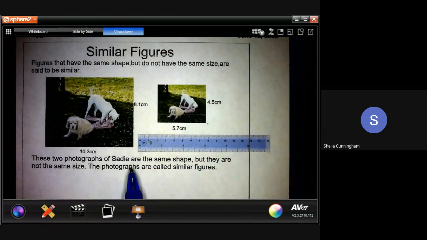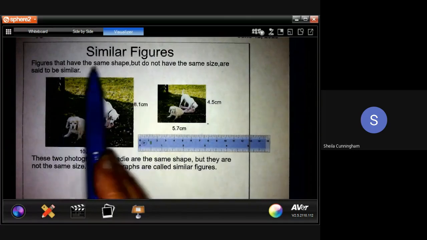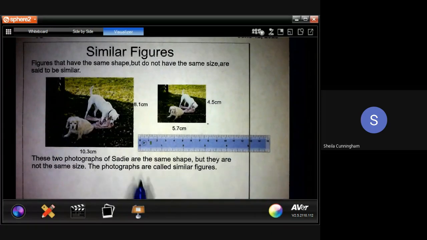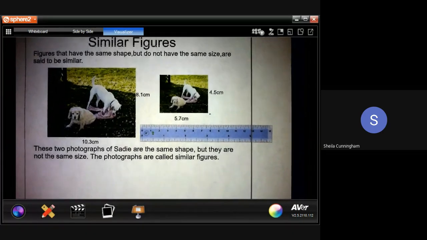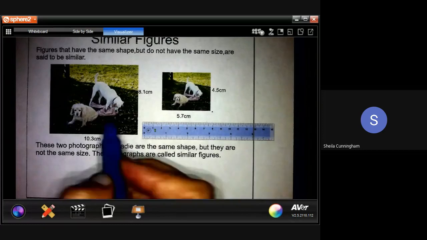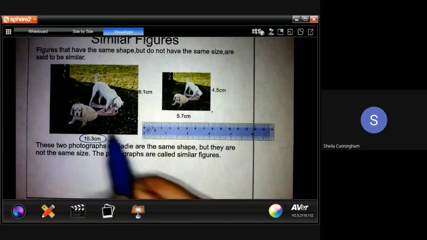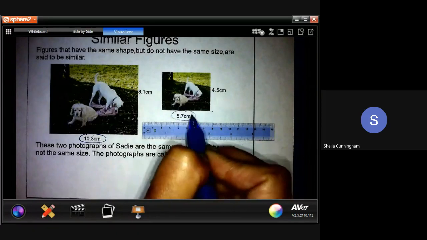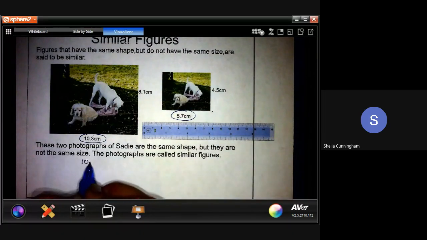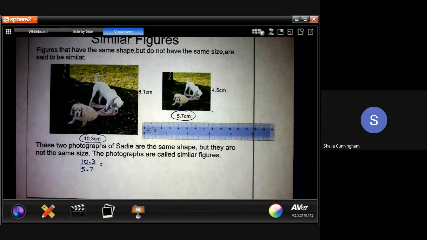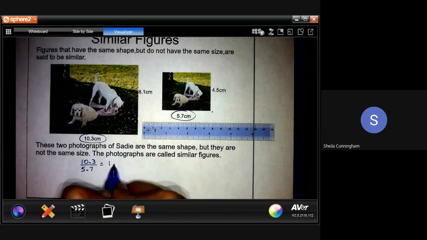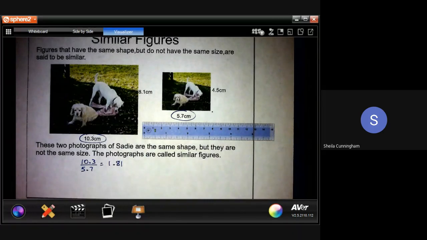These two pictures basically have the same shape. They're identified as the same shape, but they aren't the same size. We know that based on our measurements. But they're said to be similar figures. So if they're said to be similar figures, then what we should see in theory is if we take this length measurement with a ratio to this length measurement, so meaning if I take 10.3 divided by 5.7, and I figure out what I get there, I get 1.81. That's what I get as a decimal.